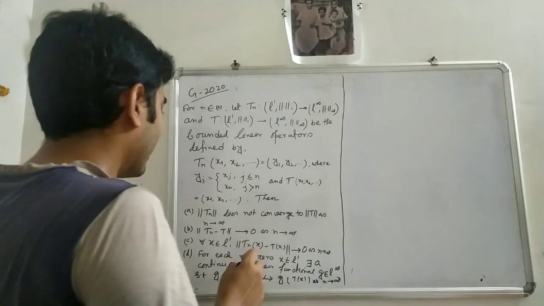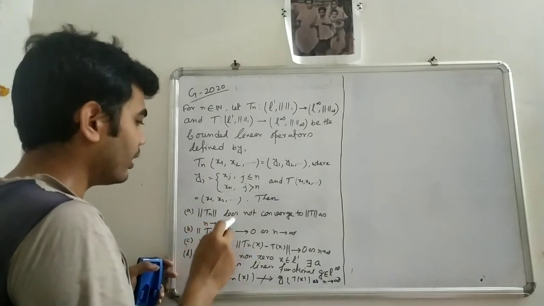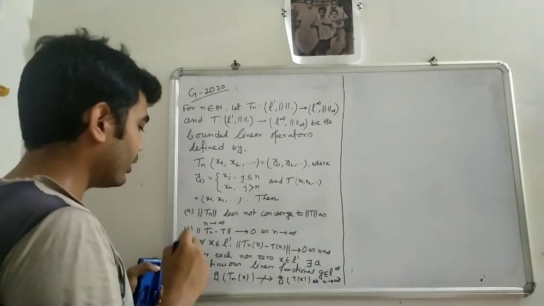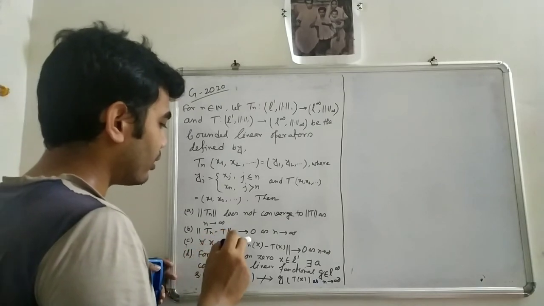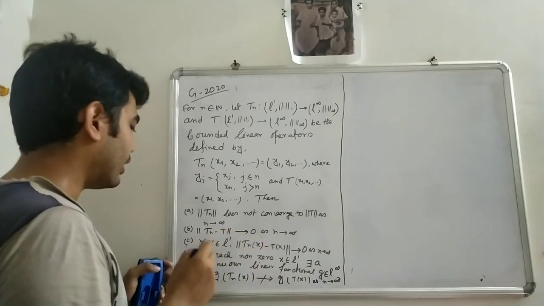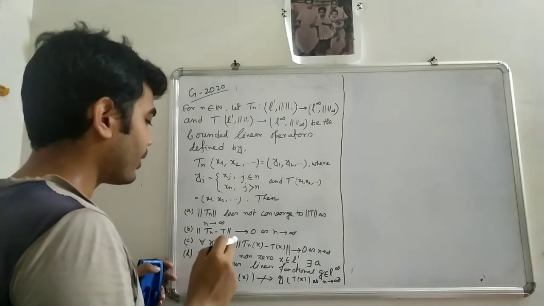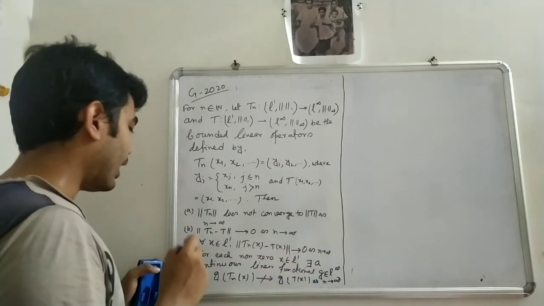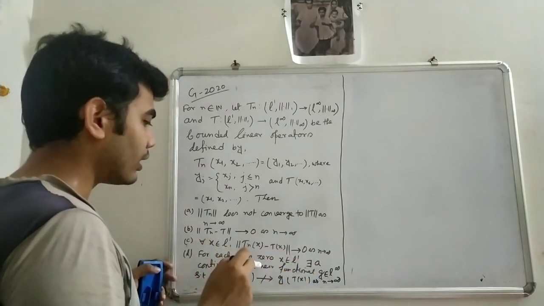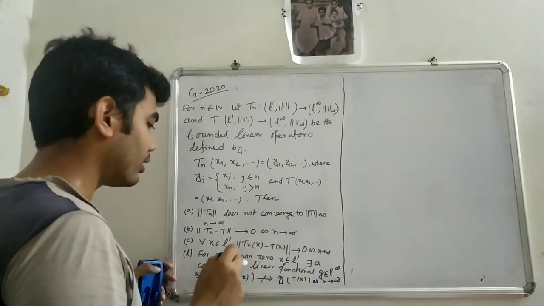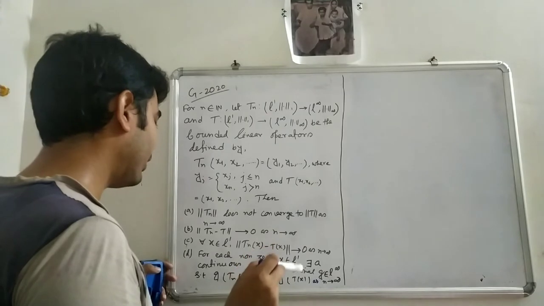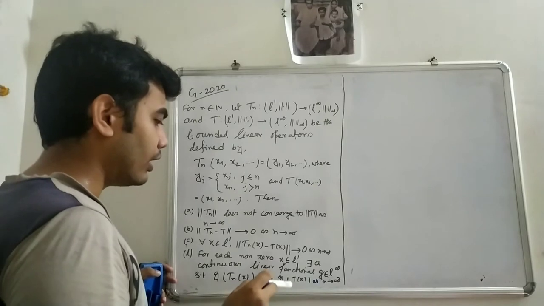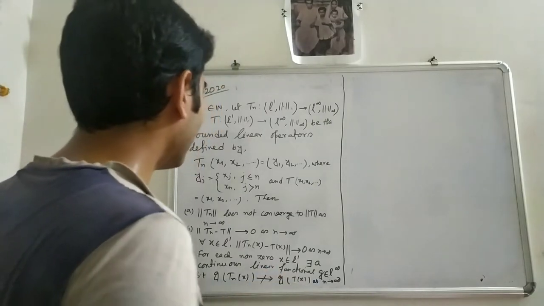Then the first option: norm of T_n does not converge to norm of T as n tends to infinity. Second option: norm of T_n minus T tends to 0 as n tends to infinity. Third option: for all x belongs to L1, norm of T_n x minus T x tends to 0 as n tends to infinity. Fourth option: for each non-zero x belongs to L1, there exists a continuous linear functional g belongs to L infinity such that g of T_n x tends to g of T x as n tends to infinity. Okay, so this is the problem.